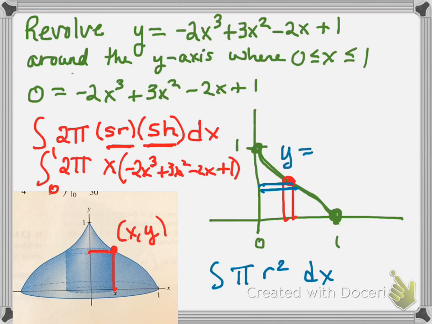This function is y equals negative 2x cubed plus 3x squared minus 2x plus 1. And that would be a real pain to try and get x by itself. But that's what I would have to do to try and use the disk method. So every shell problem can also be done with either washer or disk. It's just a matter of which one makes the most sense and is the easiest.